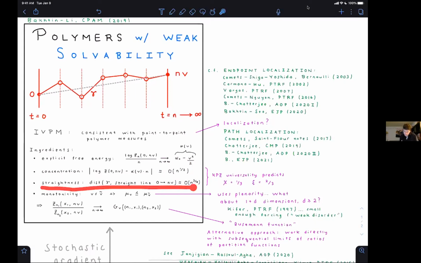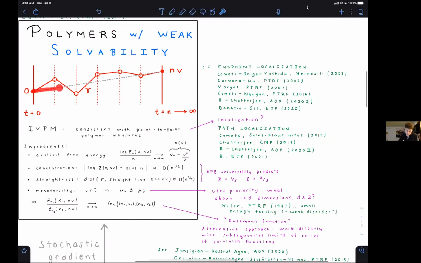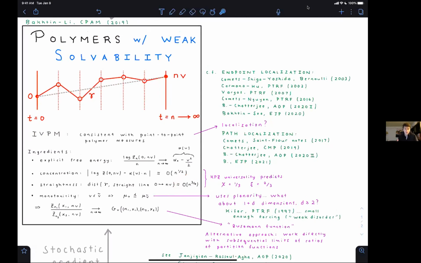The next ingredient I'll mention is this straightness property. So this just says that if I take a polymer measure, and let's say I'm looking at polymers that go in the direction B, so this is the asymptotic direction B, then asymptotically they should be essentially straight. Right? So if I look at the straight line between 0 and direction B multiplied by N, then I shouldn't actually see polymers, once I sample my Gibbs measure, that lie too far away from this straight line. And this gives you some estimate of how far away. So you want something sublinear to say that it's asymptotically straight. The question is, how sublinear can you get?